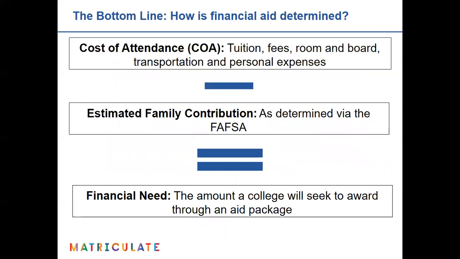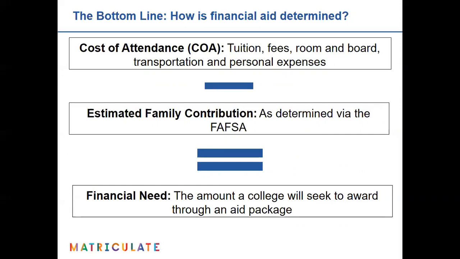When thinking about how financial aid is determined, it's really important to acknowledge all of the terminology that goes into calculating aid. The first is the cost of attendance. Cost of attendance varies by student because it not only takes into account tuition, fees, room and board, but also factors such as transportation needs and personal expenses of an individual. From that, the estimated family contribution is taken away, and the family contribution is determined by the FAFSA. From there, an institution determines the financial need of the student, and that's the amount that a college will seek to award through an aid package.